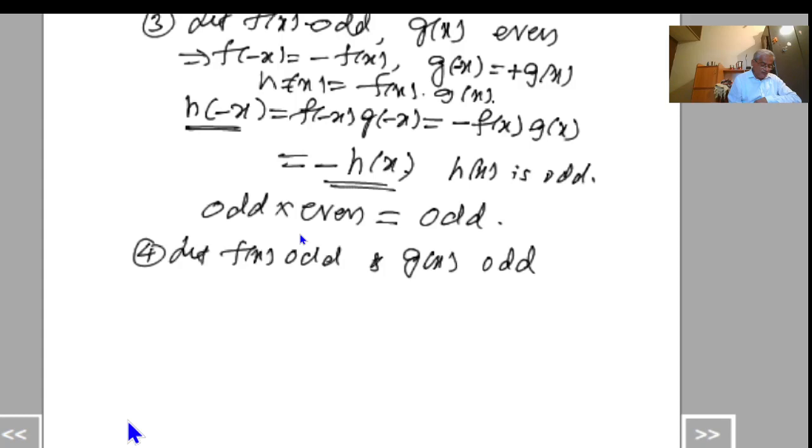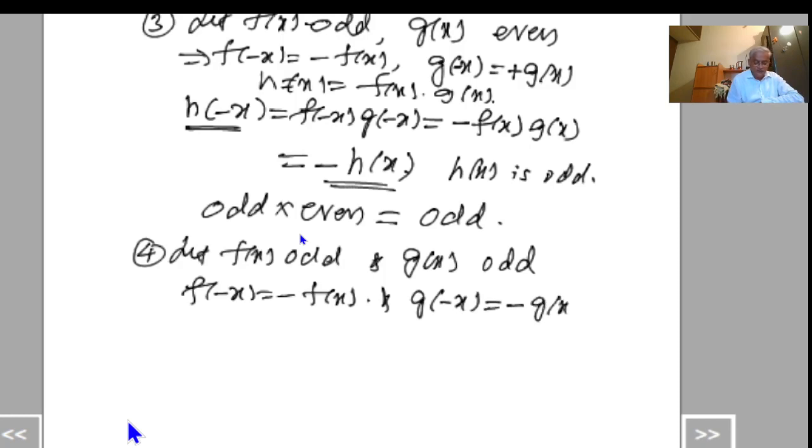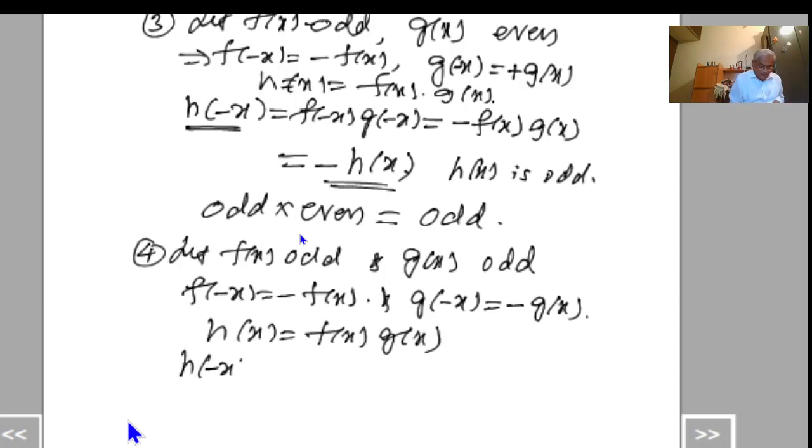Then if f of x is odd, then f of minus x is equal to minus f of x, and g of x is also odd. That means g of minus x is equal to minus g of x. Here, let me take h of x equal to f of x into g of x. If I replace x by minus x, I will write this as h of minus x is f of minus x into g of minus x.